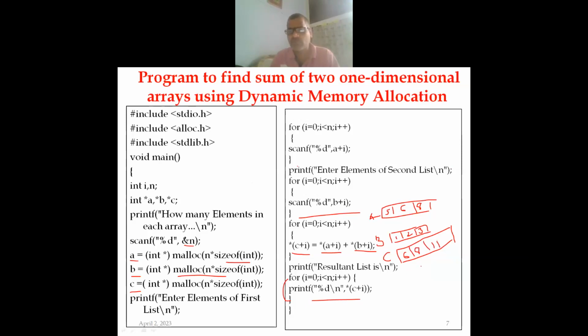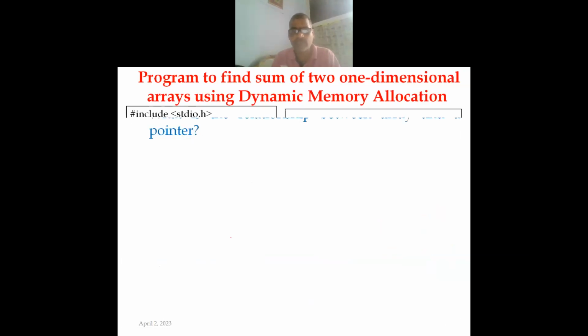The number of elements is also 3 here in the C. Here the number of elements is 3, and here the number of elements is also 3. The sum of these two arrays we are storing into the third array. So this is the problem here. So how we are allocating the memory for these three one-dimensional arrays using the malloc function. Fine. So this is what the program is.